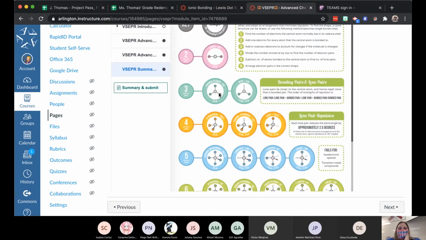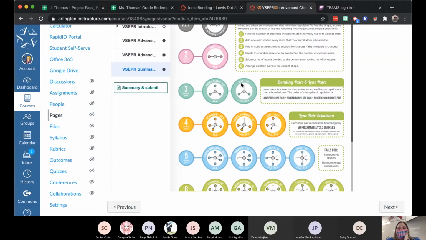When I go to bent, what happens is one of the bonds is replaced with a lone pair. And so now there are still 3 electron pairs around the central atom. It's just that only 2 of them are bonds. The third one is now a lone pair. So if we look down here, what changed is that this says 2 BP and 1 LP. That's bonding pair and lone pair. So the shape looks like this.